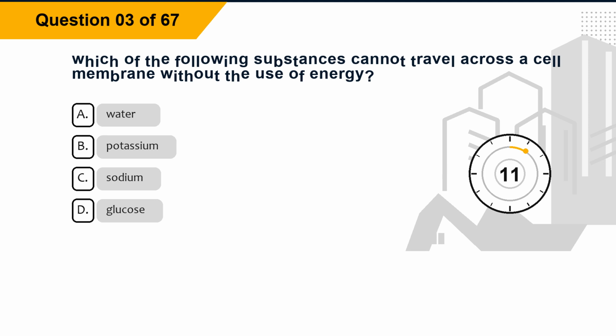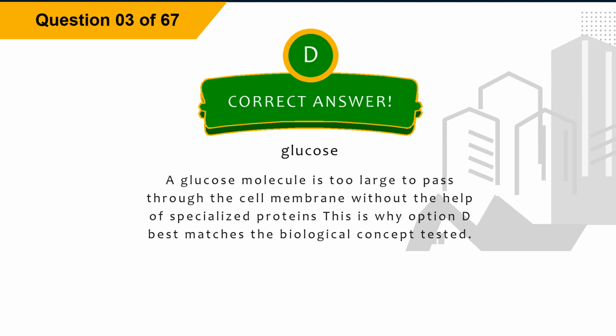Question 3. Which of the following substances cannot travel across a cell membrane without the use of energy? Option A, water. Option B, potassium. Option C, sodium. Option D, glucose. The correct answer is option D, glucose. Explanation. A glucose molecule is too large to pass through the cell membrane without the help of specialized proteins. This is why option D best matches the biological concept tested.